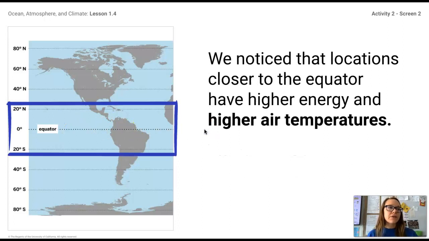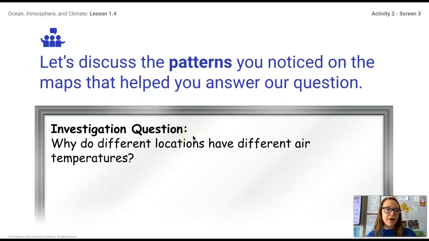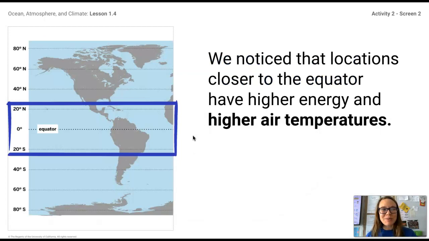So we can notice that the locations that are closer to the equator have higher energy and higher air temperatures. So if you think back to those first two maps we looked at, you would see that there's higher air temperatures as well as higher energy levels.